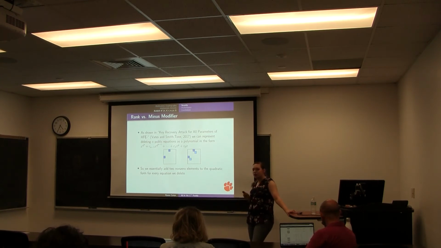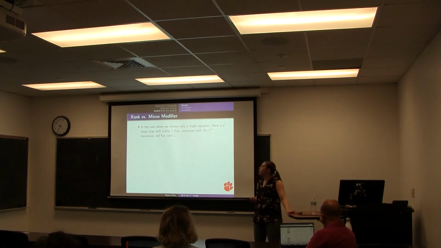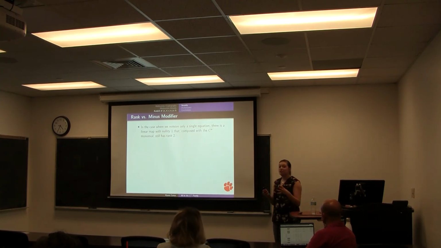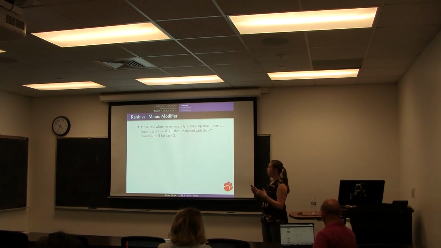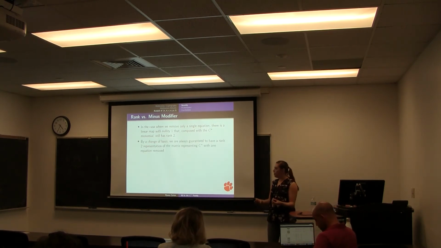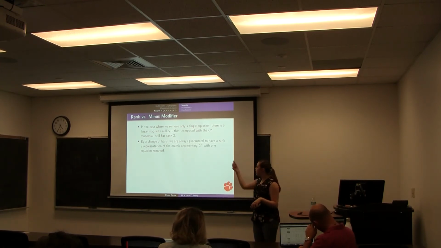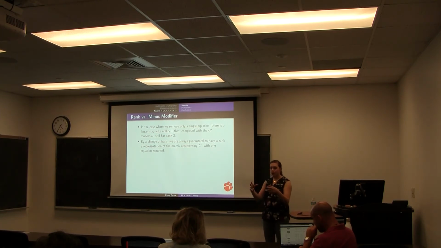So clearly there's more to this than just this nice polynomial. So what happens when we delete just one equation? If I only remove one equation, there's going to be some linear map with nullity 1 that, when I compose it with C star, it's still going to have rank 2. And so we can always have this change of basis that I can represent C star with one equation removed with a rank 2.